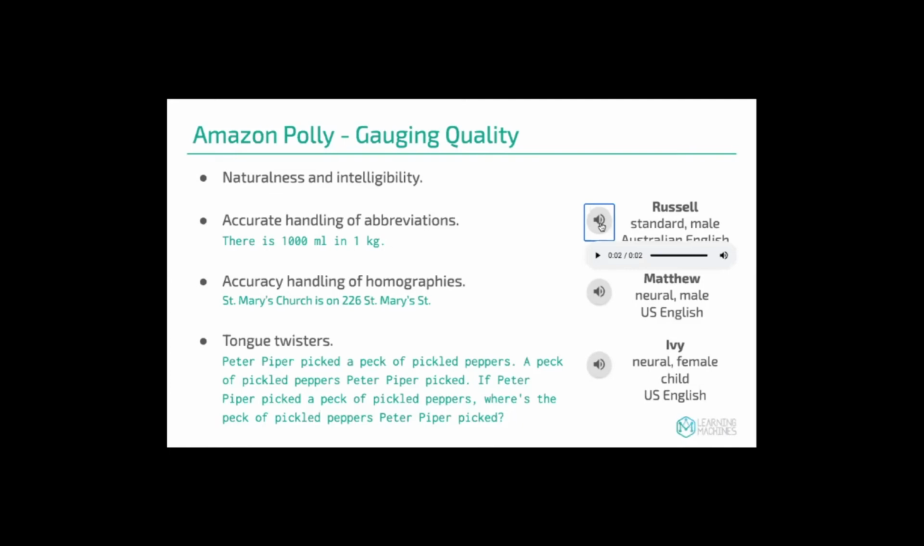Now, important here is that the system didn't say something like there is 1000 ml in 1 kg. It had the ability to correctly interpret what is said there. Also things like homographs, so St. Mary's Church versus a specific street.